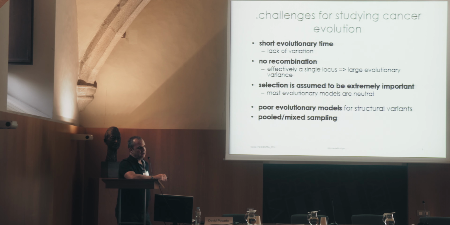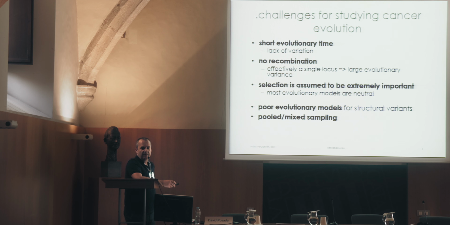Then selection is assumed to be extremely important in cancer, right? Well, in germline evolution, there was a debate in the 70s. The neutralist-selectionist debate happened 50 years ago in germline evolution, and it's solved in the sense that most of the processes are neutral and there are some selective processes, I would say, in general. This is not completely true, but what is true is that most evolutionary models for germline are neutral.